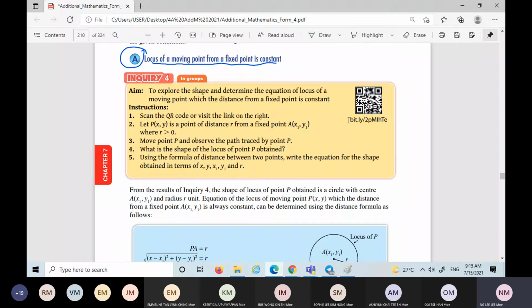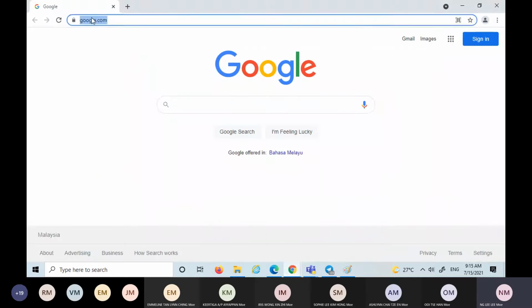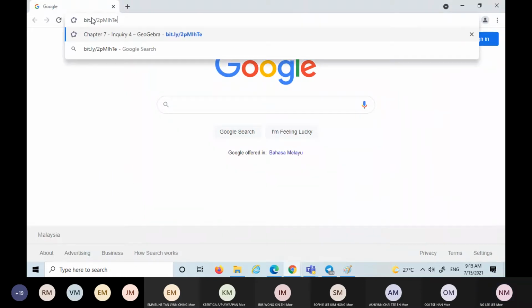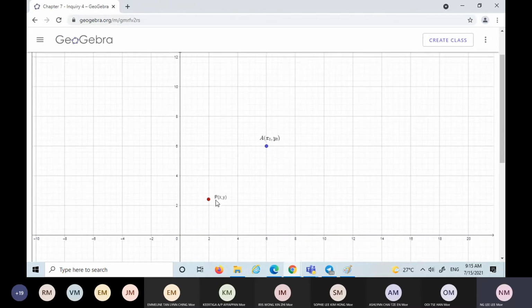We go to this. Now you see the moving point is P. Usually the moving point you label as (x, y), so that you will get the equation in x and y.